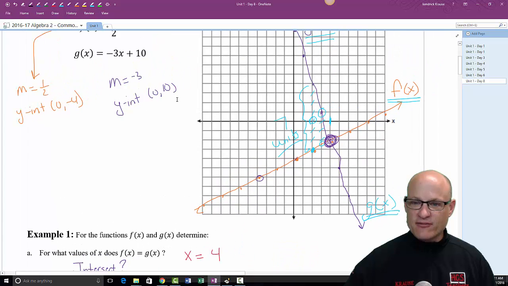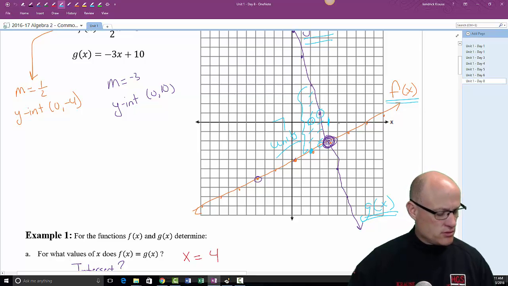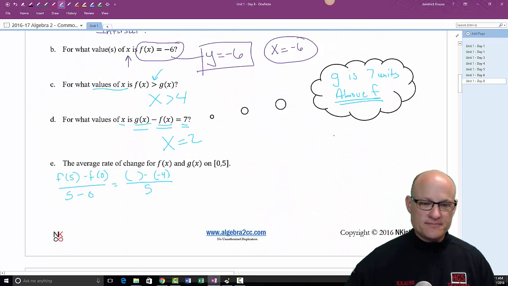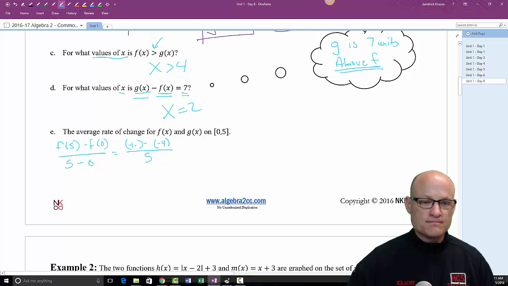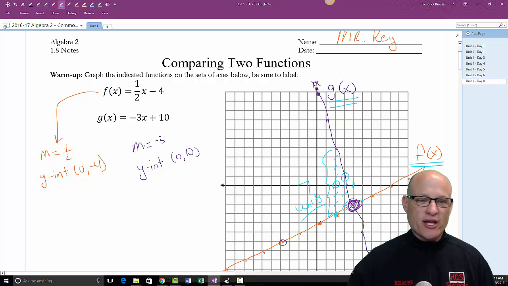Now I've got to find f of 5. Let's see, 1, 2, 3, 4, 5. So that's negative 1.5. So negative 1.5 minus negative 4, well, that's really plus 4, is equal to 2.5 all over 5, and that's just 1/2. Now that should be obvious because we talked about it before, that on a linear function, the average rate of change will just be the slope. Now I can verify that one more time.